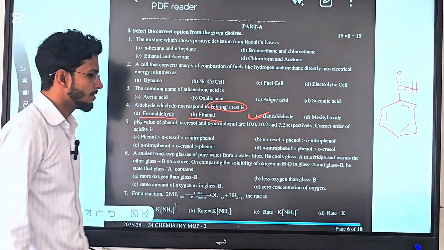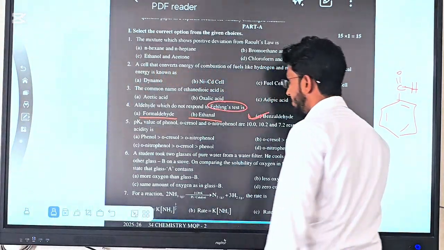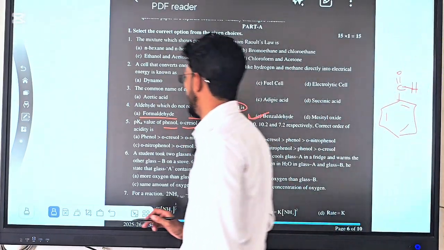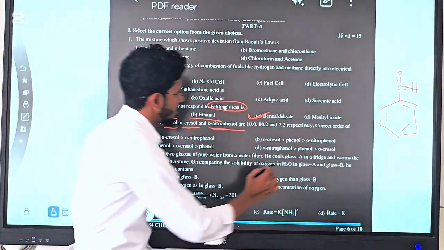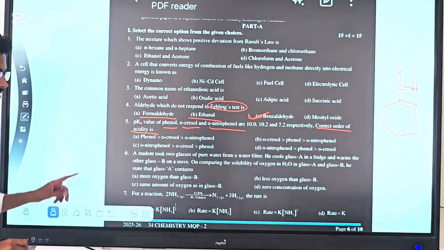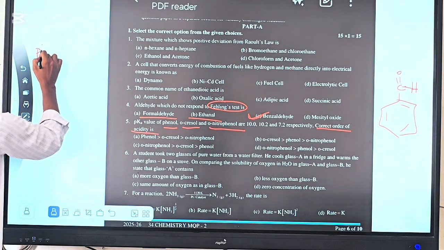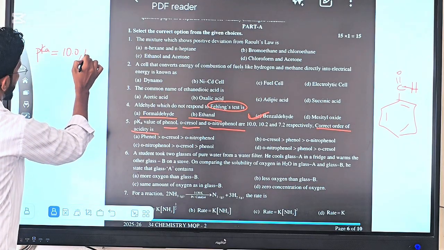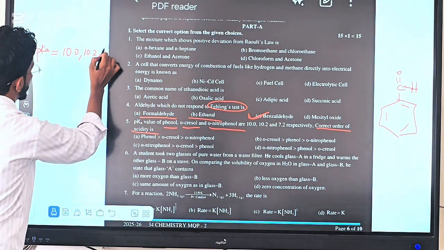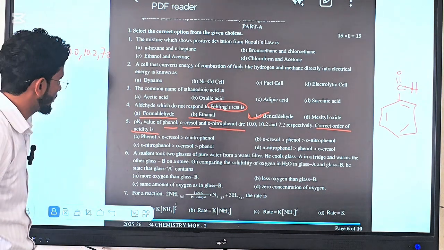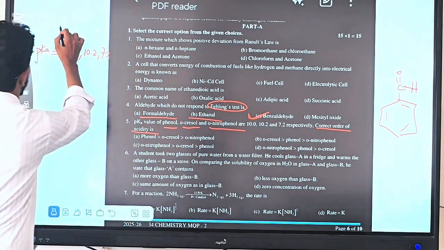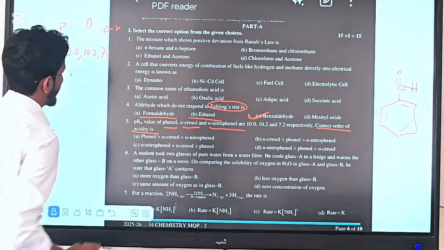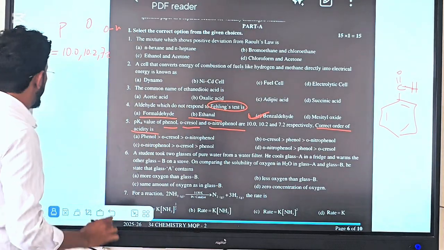Now, if you see question number 5, pKa value of phenol, O-cresol and O-nitrophenol are given. pKa values are given, and the question asks the correct order of acidity. What is the correct order of acidity among them? The values of pKa given are 10.0, 10.2, 7.2. This is the pKa value of phenol, O-cresol, and O-nitrophenol. Okay.